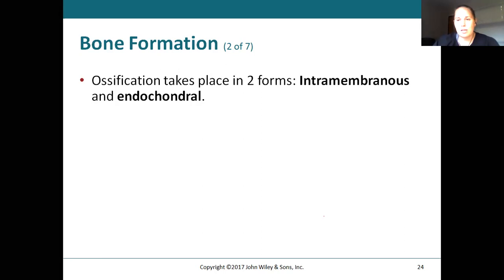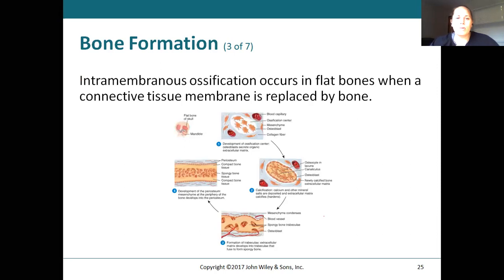And then endochondral is going to be more of the long bone, probably the more traditional type of bone formation that we think of when we think about osteogenesis. Okay, so intramembranous ossification occurs in flat bones when the connective tissue membrane is replaced by bone. So here we're kind of zooming in onto a flat bone of the skull, aka the mandible. Okay, so here you have your ossification center, your mesenchyme, your osteoblast, and your collagen fibers.